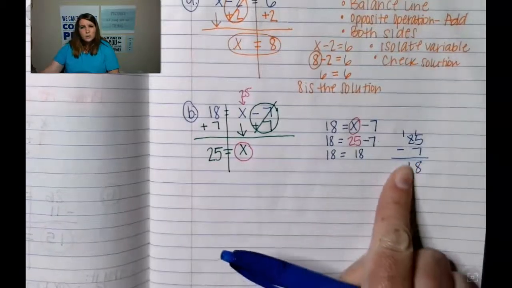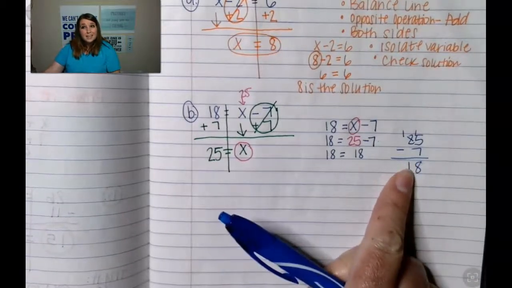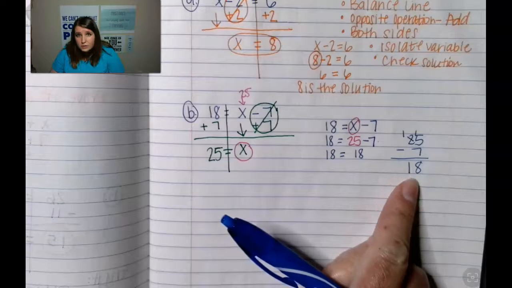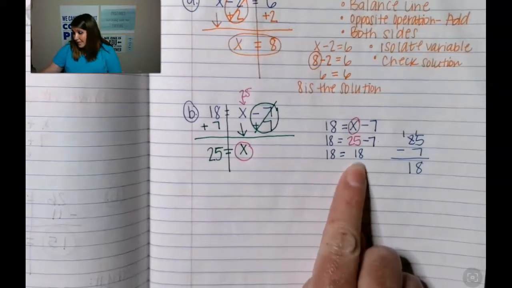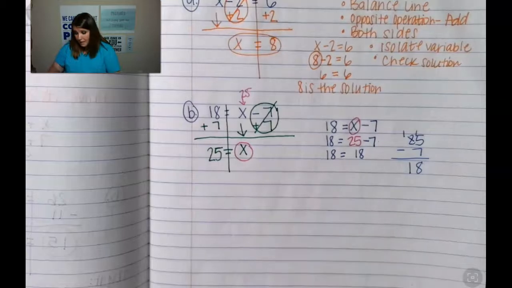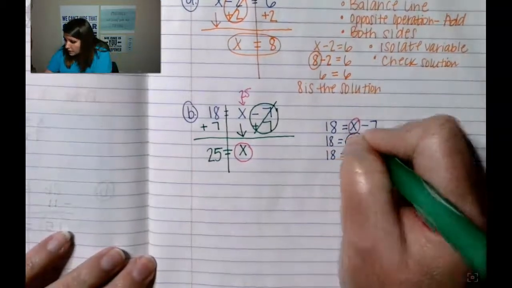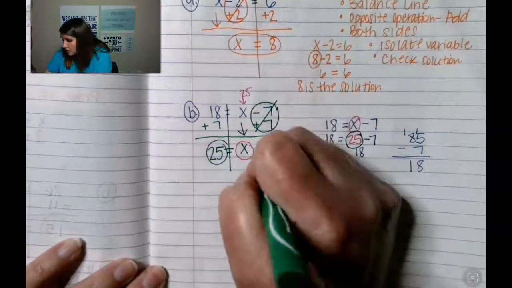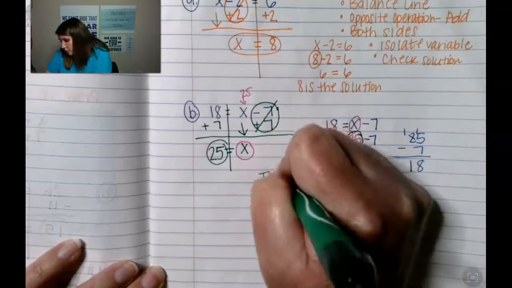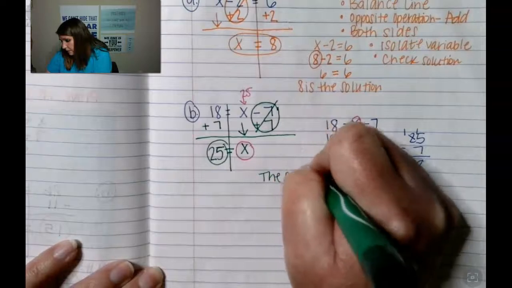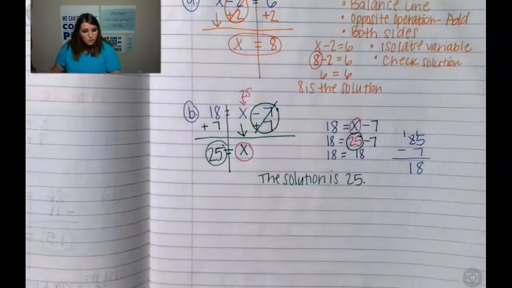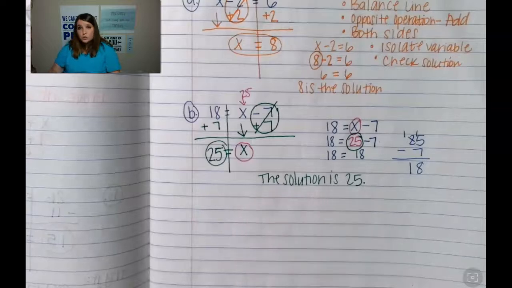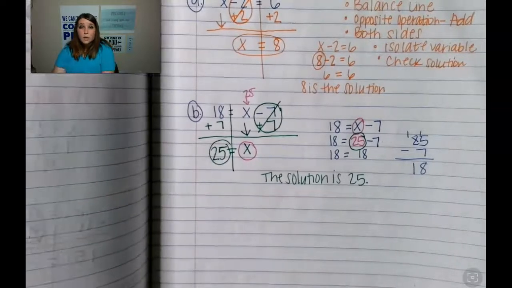Because it's no good to check your solution if you're not really checking your solution. Okay, so 18 is indeed equal to 18. So my solution is 25. So the solution is 25. So the thing that makes this statement true is 25.